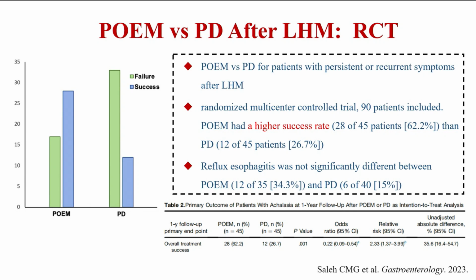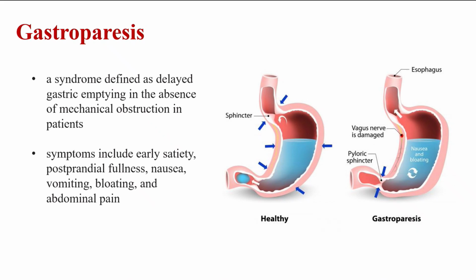Recently, there is a randomized controlled trial. POEM had a high success rate for patients with persistent or recurrent symptoms after Heller myotomy. Reflux esophagitis was not significantly different between POEM and balloon pneumatic dilation. So we can perform POEM for achalasia.